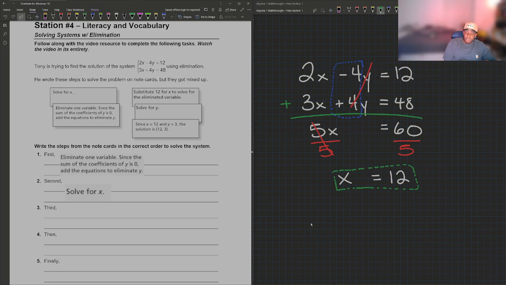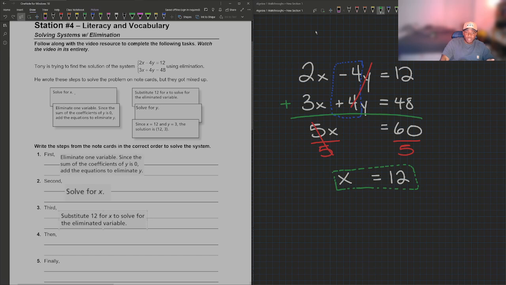So our next step is going to be finding a y value. Because remember, if we're looking for a point on the graph, we can't just describe that with one value. We need two. How far left or right is it? That's our x value. How far up or down is it? That's a y value. So we still need to find our y value. And the best way to do that, for step number 3, is to substitute the value for x we just found, 12, to solve for the eliminated variable, which was y. That's what we eliminated when we combined these two equations.